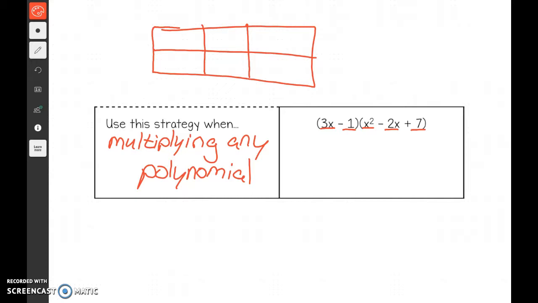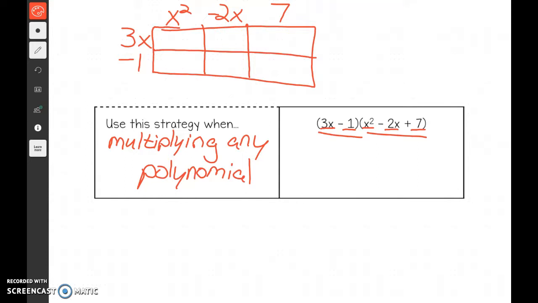So when we look at our polynomial 3x minus 1, we're going to write in 3x as our top part of our box, and then the minus 1 will be the bottom part. So we have 3x minus 1 on the side. Along the top, we're going to do the same thing, but with our trinomial. And we're going to write x squared. Then we have minus 2x, so that's a negative 2x. And then a positive 7, which means this is a plus 7.